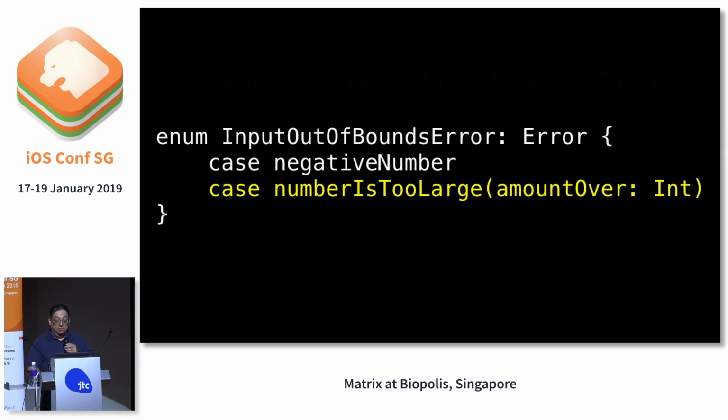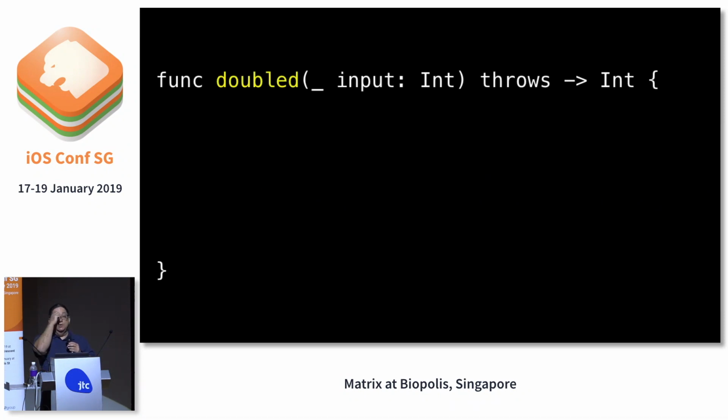So let's fix doubled. Doubled is now not returning an optional. It's not returning an int.